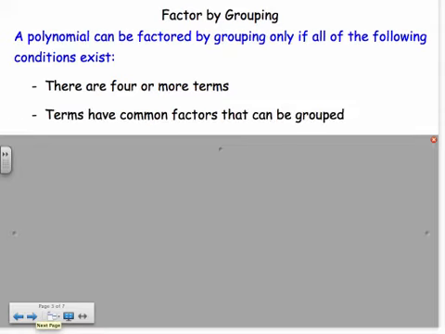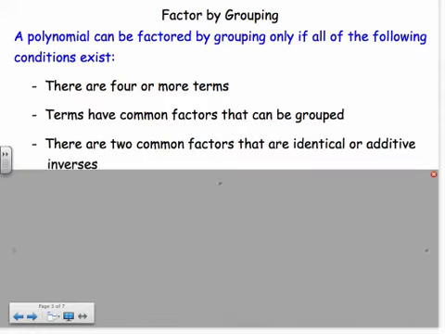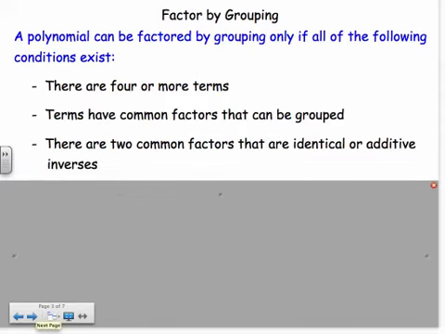The terms also have to have common factors that can be grouped. Okay, I don't want to group numbers that I can't factor anything out of. It doesn't make any sense. And when we look at an example, hopefully you'll see what that means. And lastly, there are 2 common factors that are identical or additive inverses. I like to deal with the ones that are identical, and I'll show you my trick how to make them all identical.